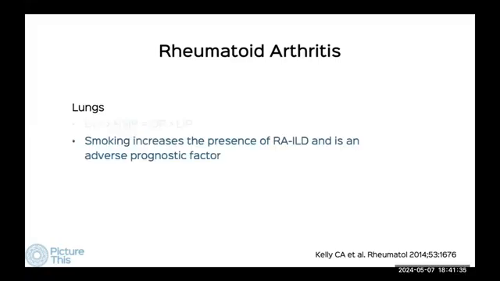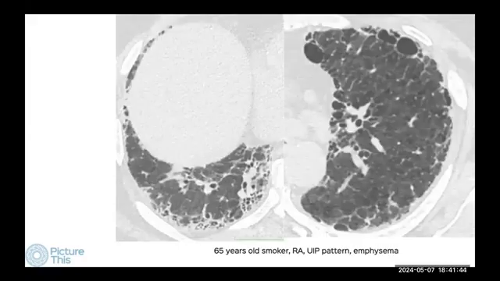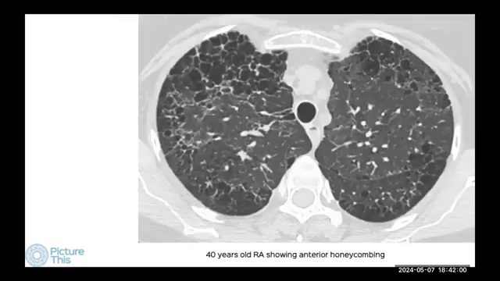Smoking increases the incidence of RA-ILD and is an adverse prognostic factor. And if you have UIP and extensive disease, then that's adverse prognosis. So here's a patient with RA, smoker. You can see centrilobular emphysema, paraseptal emphysema with a probable UIP pattern, and this is very classic CPFE in a patient with RA.